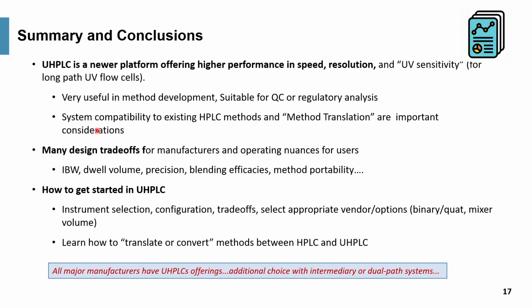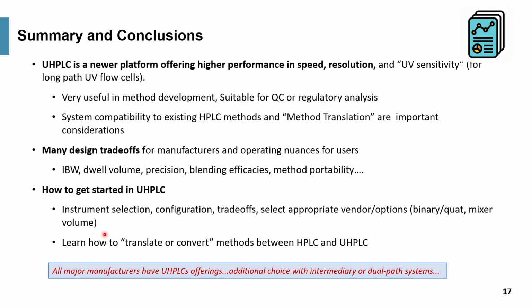A consideration is system compatibility to legacy HPLC methods using larger columns, longer columns, higher flow rates, and also larger injection sizes. So some of the UHPLC systems might not be that compatible. You might have to buy additional equipment. There are many design trade-offs for manufacturers and operating nuances for users, such as the list below: instrumental bandwidth, dwell volume, precision consideration, blending efficacy, and method portability.